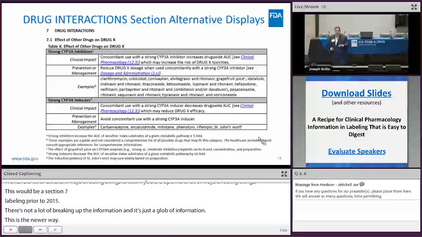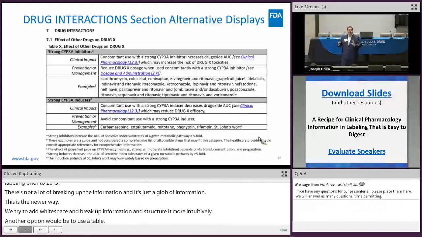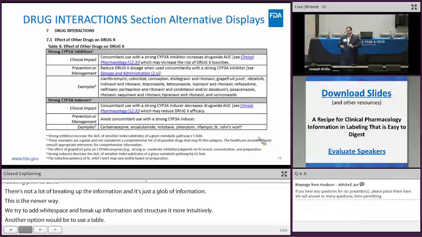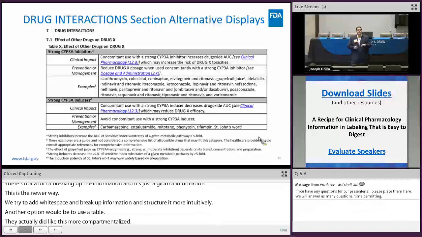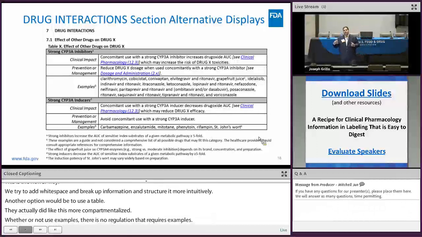When we presented this to the healthcare providers, they actually did like this more compartmentalized format, because it really showed them where all the information was. And whether or not to use examples, by the way, there's no regulation that requires examples. So it's really up to industry. Just keep in mind that it's hard for healthcare providers because the examples are inconsistent. They often aren't comprehensive. So we need to think about the benefit versus the negatives of including examples.